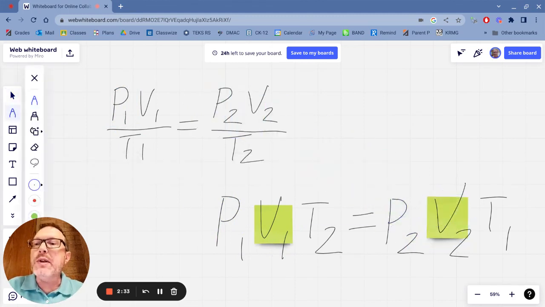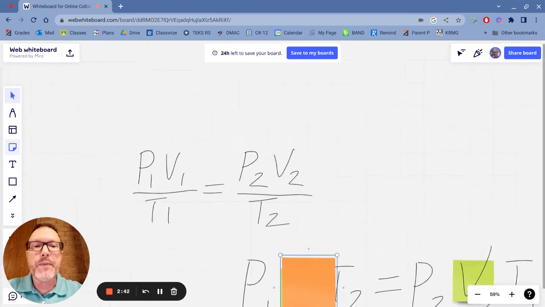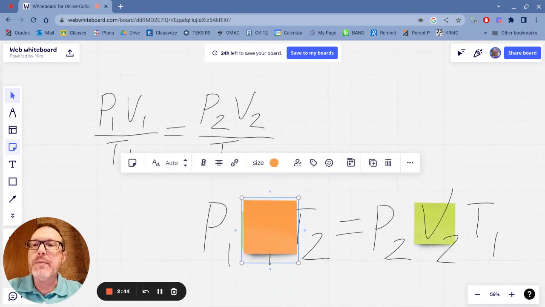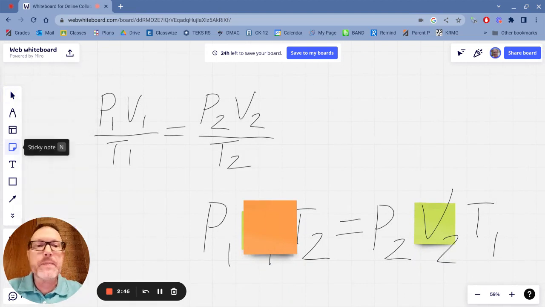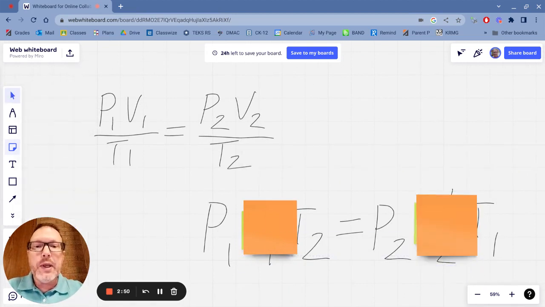You know what? Let me just kind of scribble over those real quick. No, I'll just put some new sticky notes on there. Sure. And let's do it again. Hey, there you go. Kinda.